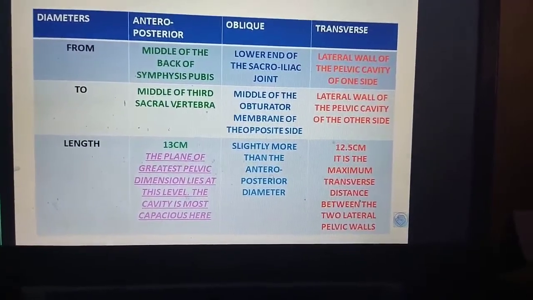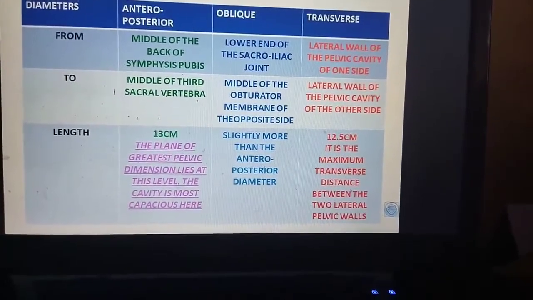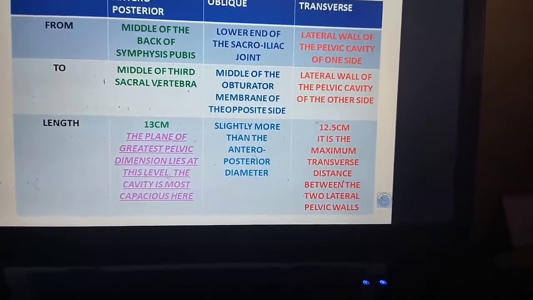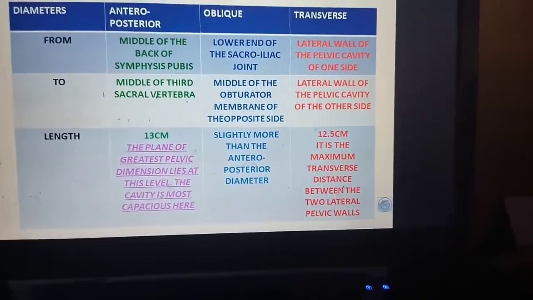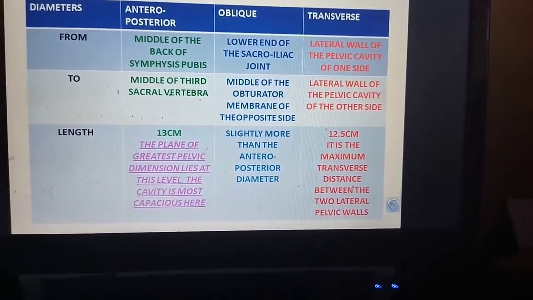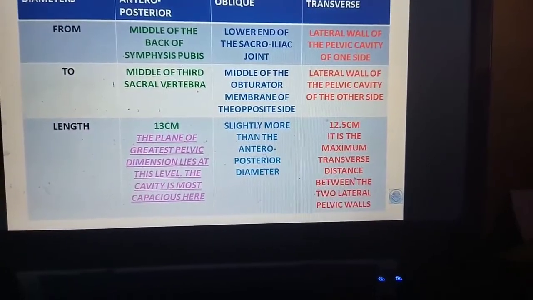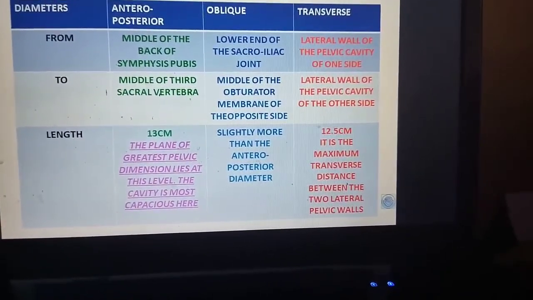The oblique diameter is the distance between the lower end of the sacroiliac joint of one side to the middle of the obturator membrane of the opposite side. That's why it is oblique or diagonal. And it is slightly more than the anteroposterior diameter.